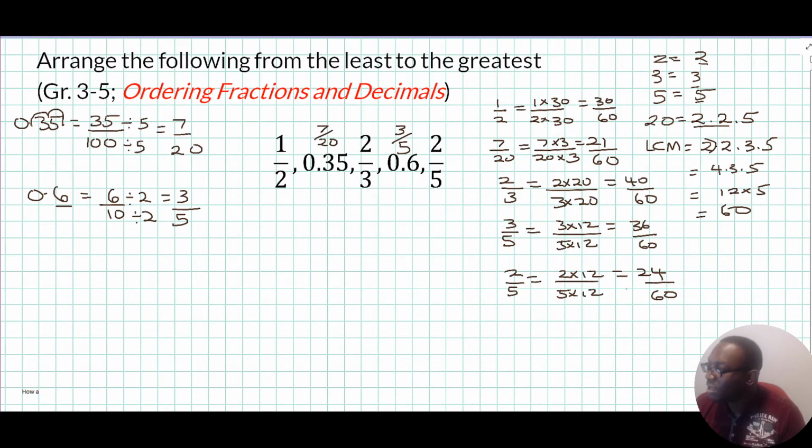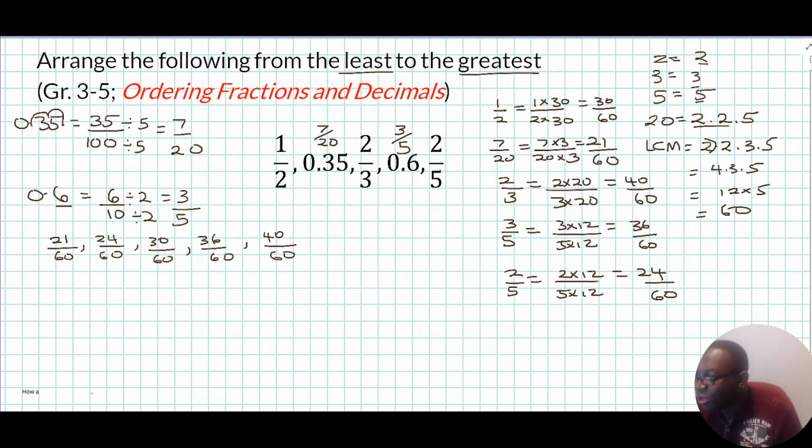And now we're going to order them from, pay attention to the detail here, least to greatest. So let's look from the smallest number to the largest number. So we have 21 over 60 is the smallest. The next one is going to be 24 over 60. The next one will be 30 over 60. After that, we have 36 over 60. And then finally, we have 40 over 60.